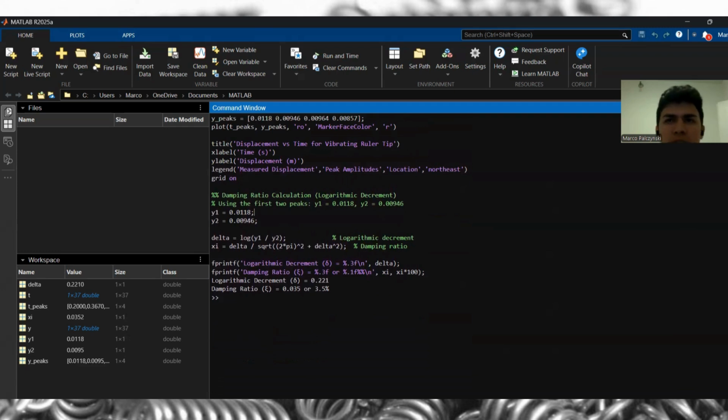Overall, this analysis helped us connect our real experimental data with the vibrations theory we learned in class. Using MATLAB made it a lot easier to visualize the damping effect and confirm that our measured values align well with the theoretical expectations for a cantilever beam.